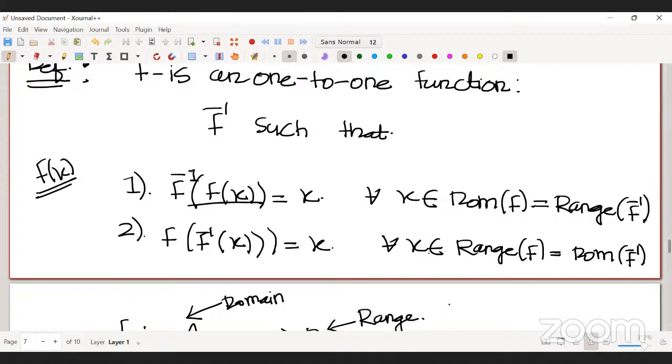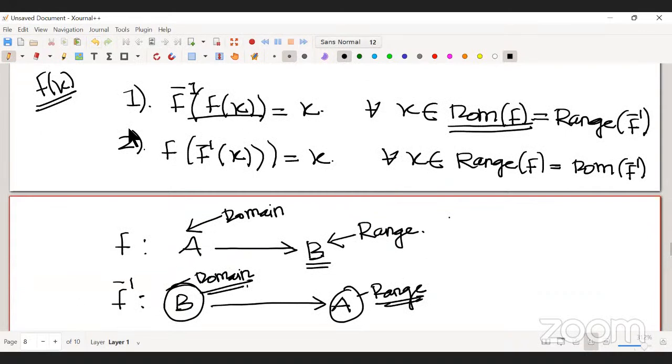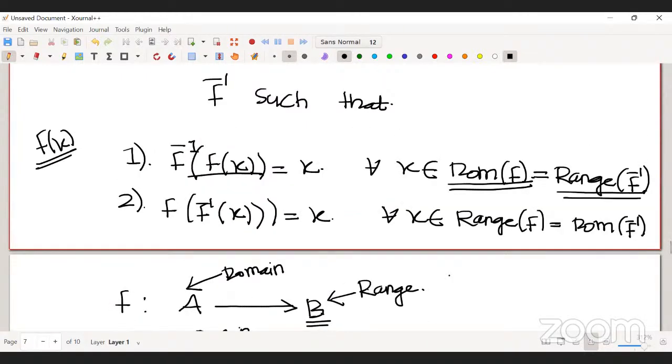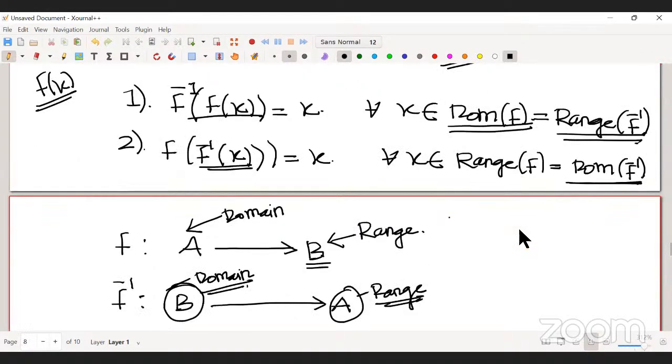So when I can write f of x, if x is in the domain of f, and I know that the domain of f is nothing but the range of f inverse. That is what I've written. Okay, so x is in the domain of f, and the domain of f is nothing but the range of f inverse. And similarly, the second condition says f of f inverse of x. So as you can see inside here, I have written f inverse of x. So when I can write f inverse of x, if x is in the domain of f inverse, and the domain of f inverse is nothing but the range of f.